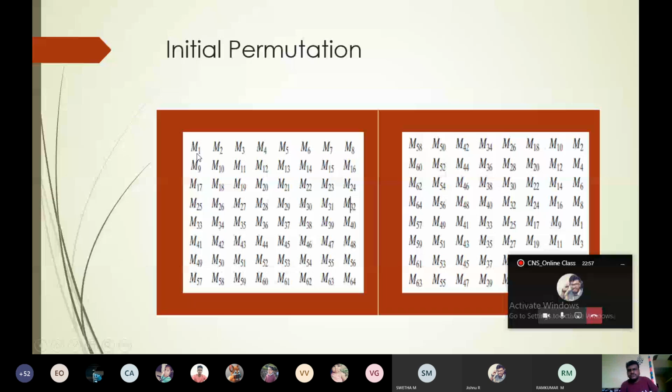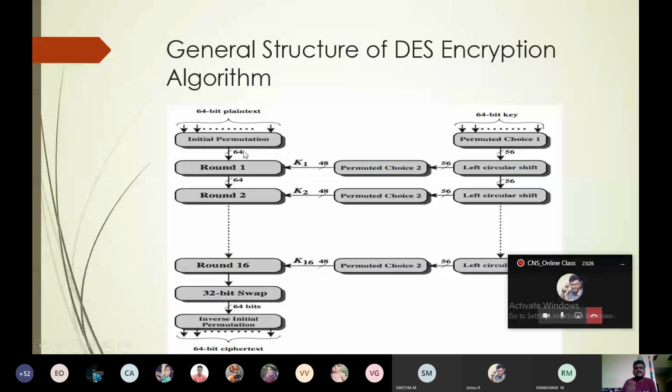Like that, M2 is placed here. M3 is placed here. We can rearrange after the initial permutation. The 8 cross 8 matrix data will be rearranged. So this is the purpose of the initial permutation. Clear? So after this initial permutation, I have the same 64-bit length of data. Clear? Just note it down.